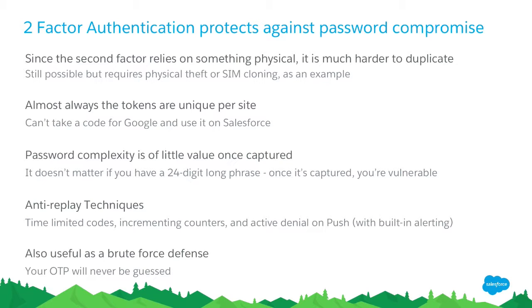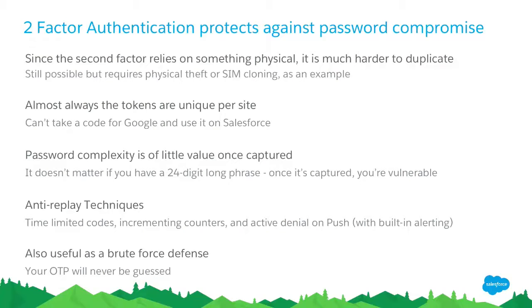So two-factor authentication works really well against password compromise, right? The second factor needs something on you, right? It needs your set of keys to get into your house. It needs to physically attack you in most cases. It's almost always the case that tokens are unique per site. You can't take a token for Google and use it on Salesforce or vice versa.